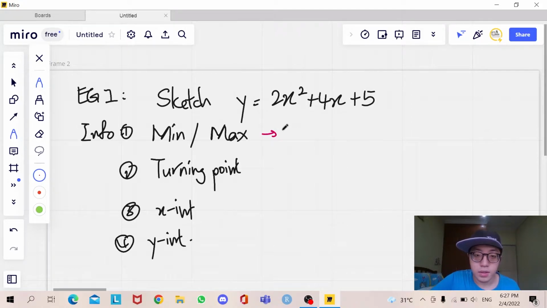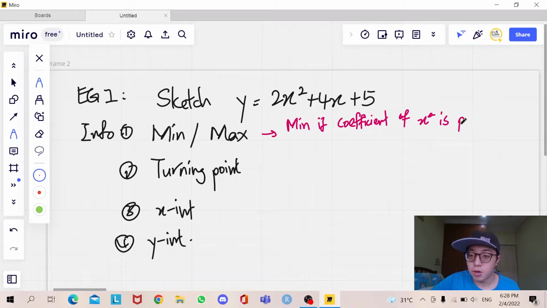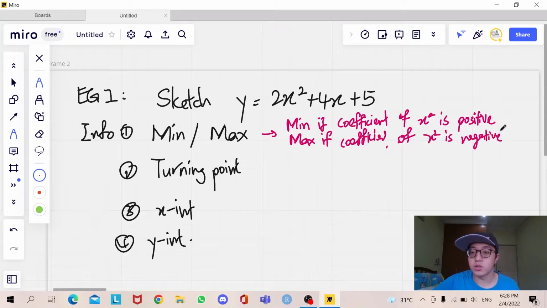This will be minimum if the coefficient of x squared is positive, and this will be maximum if the coefficient of x squared is negative. Or in other words, your teacher might have told you to determine whether a is larger than 0. If it's larger than 0, meaning it's positive, then it's minimum. So in this case, 2 is a positive number, so we know that this is a minimum graph.